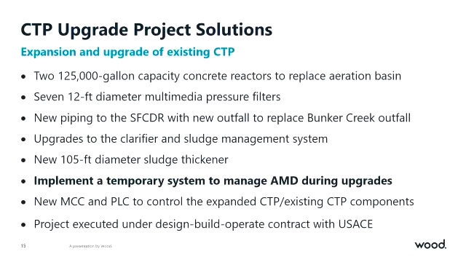So we ended up, and there's a lot on this page that I'll probably jump into in the model, but we ended up adding new reactors, multimedia filters, a new outfall, and upgraded the sludge management system, including a new sludge thickener. And then we did implement a temporary treatment system to manage acid mine drainage during those upgrades. And as part of the upgrades, we had to install a new PLC and MCC and integrate that into an existing system. And again, all this was done under a design build operate contract with USACE, the Army Corps.